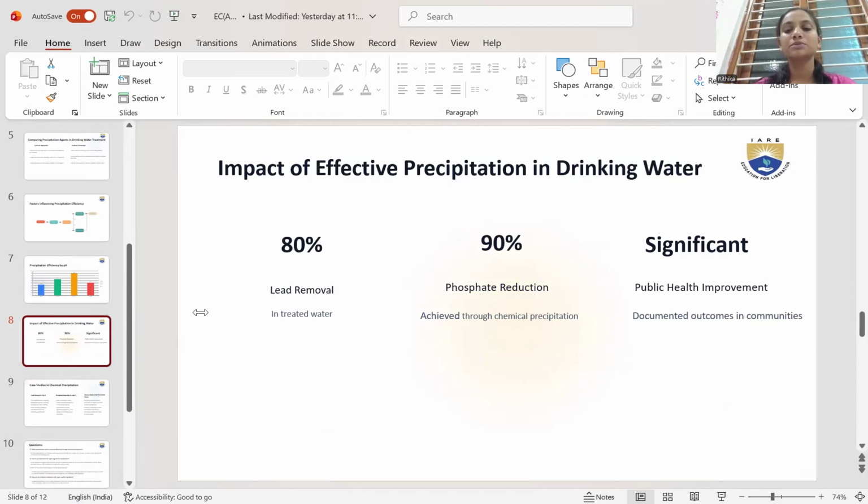Impact of effective precipitation in drinking water. 80% of those are used for lead removal in treated water, whereas 90% is removed as precipitate, a reduction achieved through chemical precipitation. It signifies the public health improvement and documented outcomes in the community.